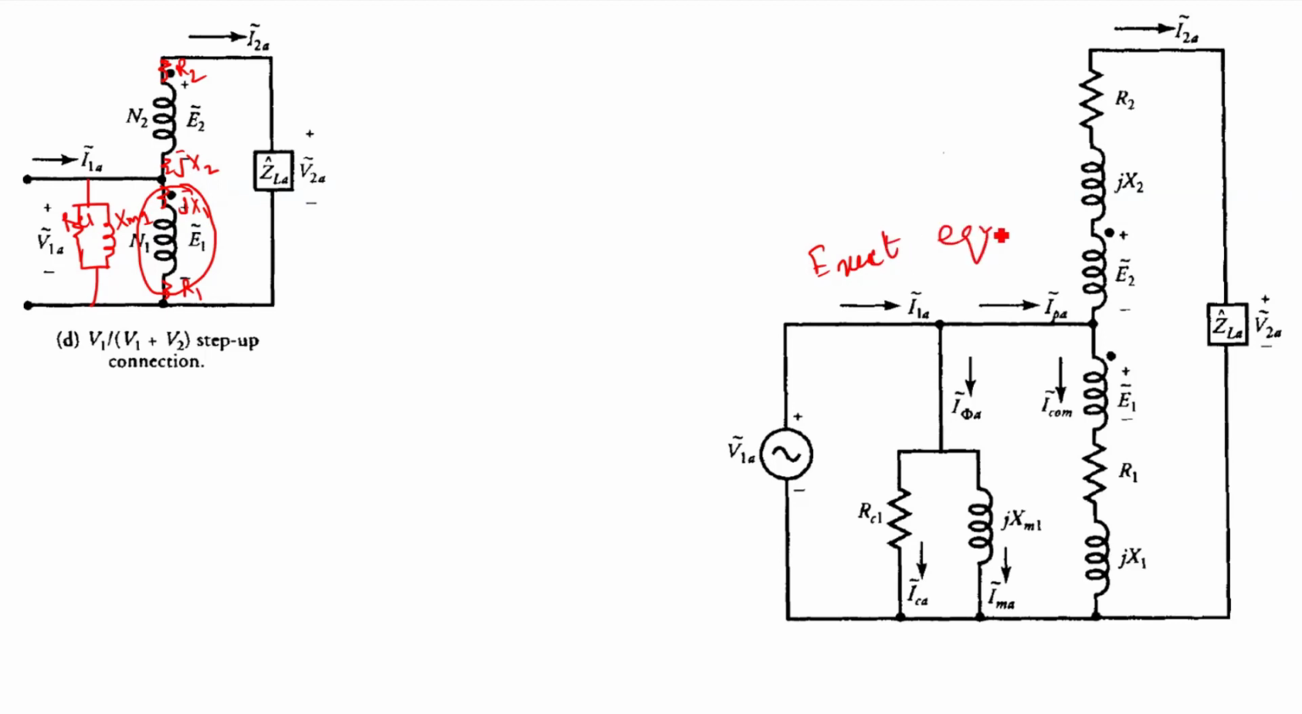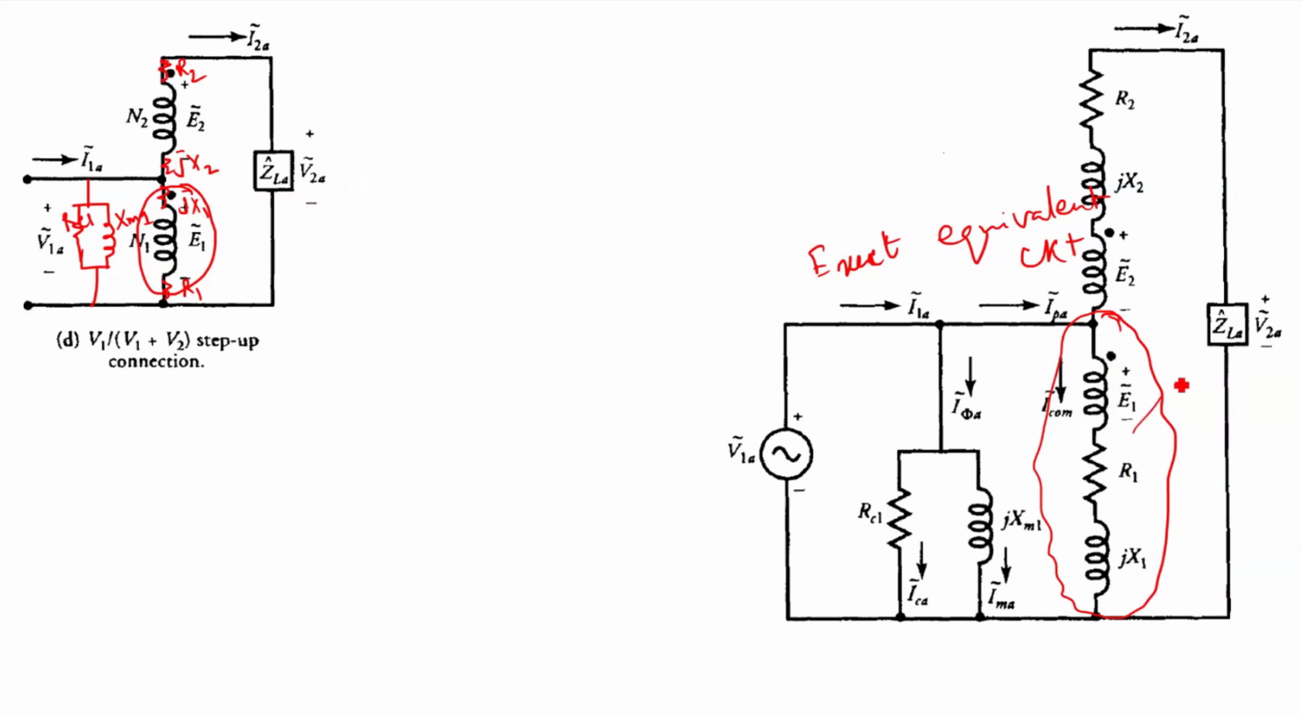Exact equivalent circuit. In this circuit, we can see RC1, jXM1, R2, jX2, R1, jX1. These are all transformer parameters. We can see here that this common winding, we need to refer to the secondary side, because this common winding is somehow referred to some side, either primary side or secondary side. It is already in the primary side completely.